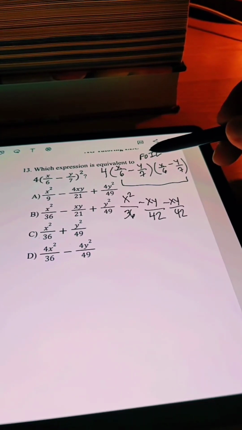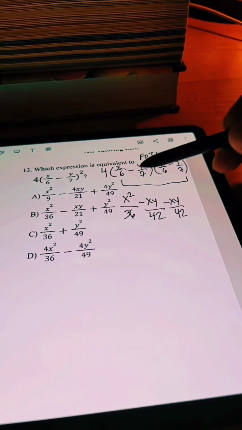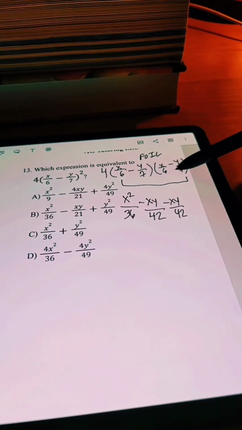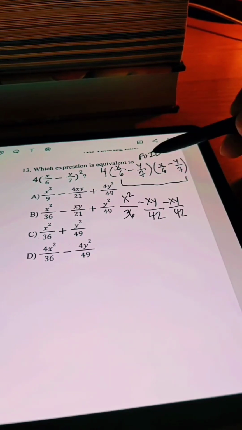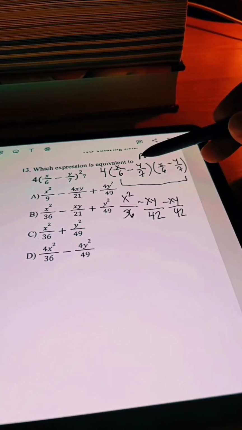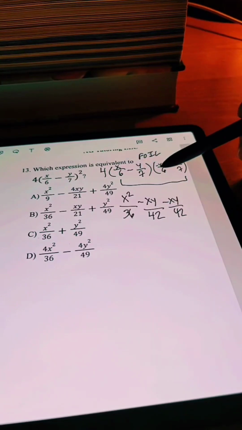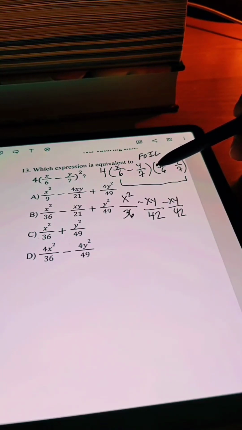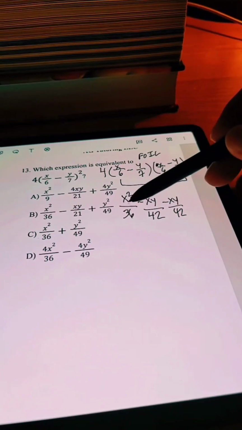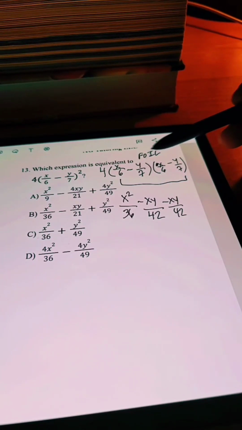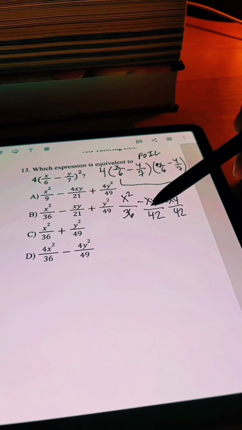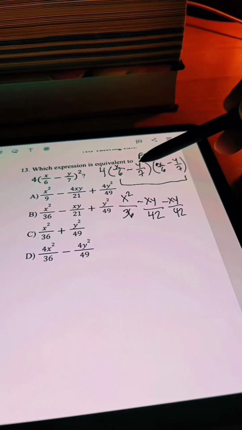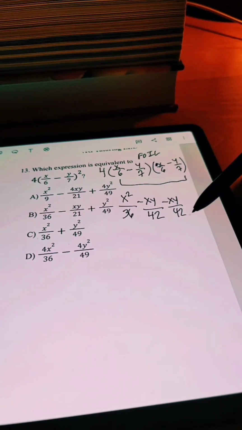FOILing is an acronym that stands for what you multiply together when you have 2 terms plus or minus in parentheses. So I have 2 things being plus or minus in parentheses. That means I have to FOIL, meaning I have to multiply the first things times each other. The x over 6 times x over 6 gets you this. And then I have to multiply the outer stuff, so negative y over 7 times x over 6 to get negative xy over 42. The inside stuff is this times this, which gets you negative x over 42.